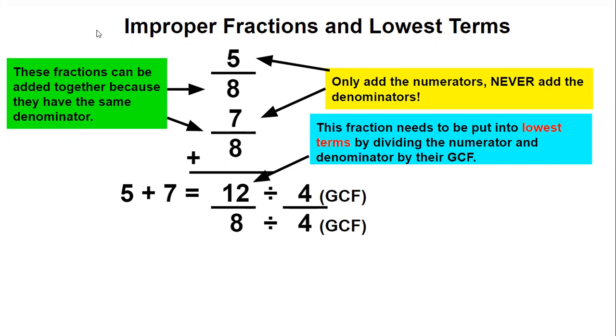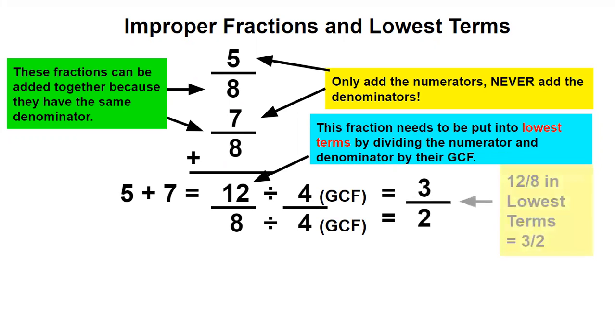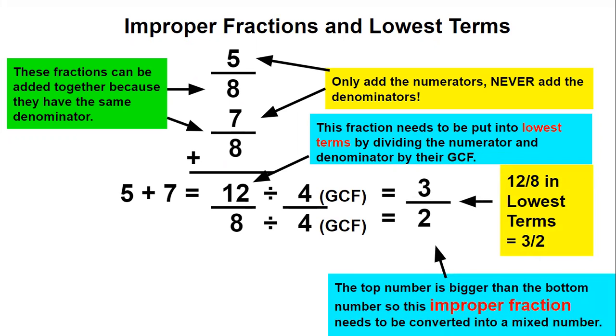12 divided by 4 equals 3, and 8 divided by 4 equals 2. We have now reduced our fraction to lowest terms. 12/8 in lowest terms is equal to 3/2. The top number is still bigger than the bottom number, so this improper fraction needs to be converted into a mixed number. How do we do that?